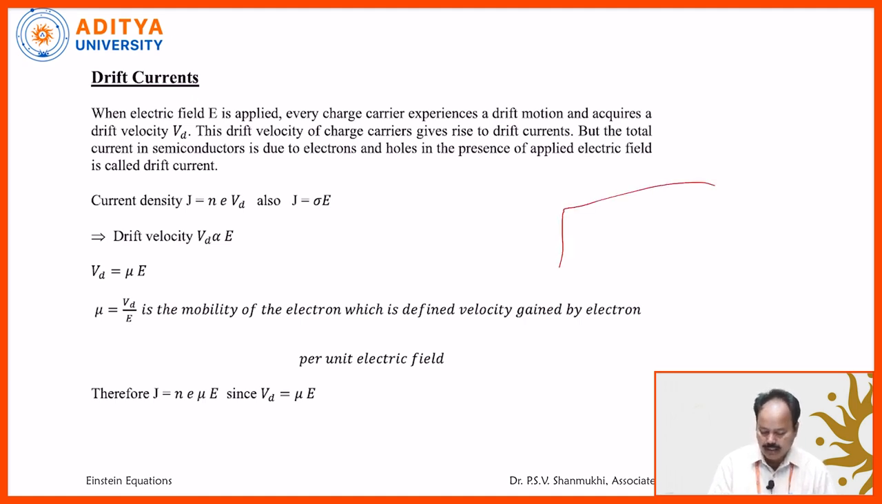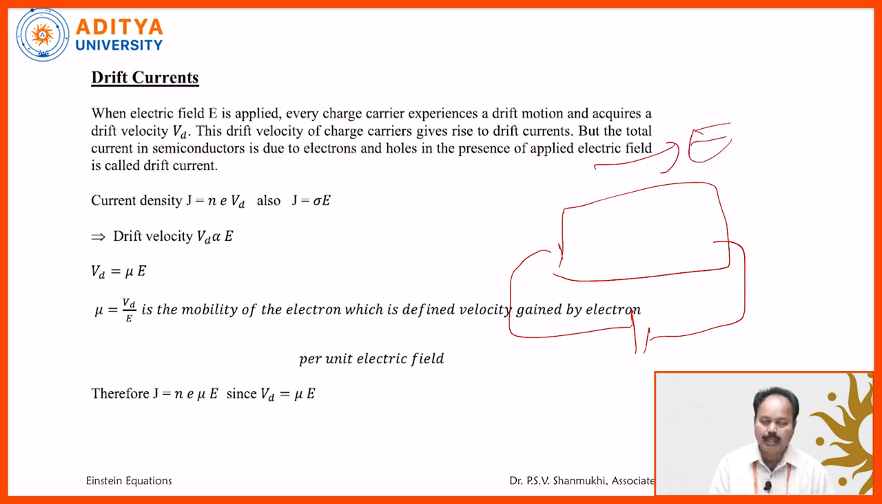Generally, this is a semiconductor slab or a conductor, which is subjected to an applied electric field E. In the presence of the electric field, suppose it is a semiconductor slab, there are some electrons and some holes also at any temperature. Generally, the holes will travel towards the negative terminal, and the electrons will travel towards the positive terminal of the battery.